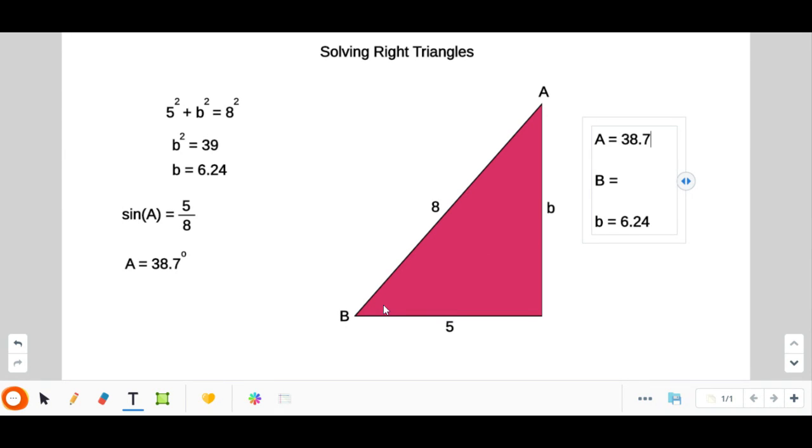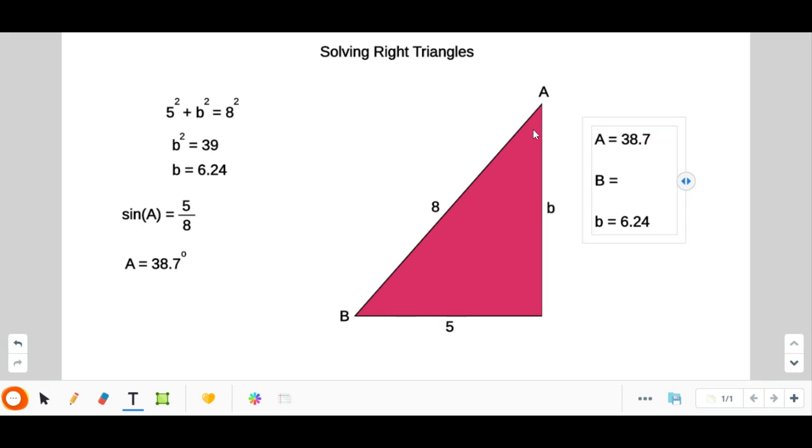Okay, now we still need to find angle B. Now we could, if you want, you could do cosine. So you could do inverse cosine of 5 over 8. Remember that for angle B, the 5 will be the adjacent. But the truth is, once you have one of the angles, the easiest way to get the other angle is just, you know they have to add up to 90, right?